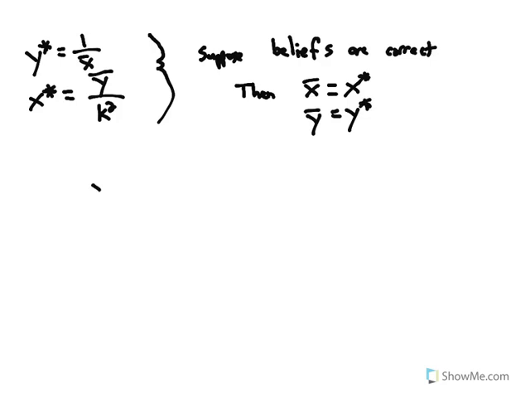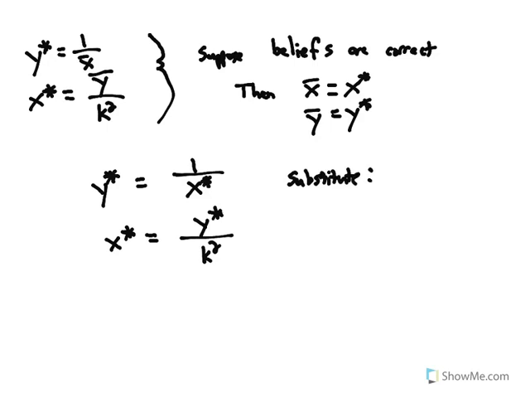Well then, what do we have? We know that the best response function for player 2, Y star, is equal to 1 over X bar, but X bar is simply equal to X star now, right? Because they're correct in their beliefs. They guessed correctly. And we also see that X star is equal to Y star divided by K squared. Okay, so if beliefs are correct, we have this system of equations. We can plug these two equations into each other.